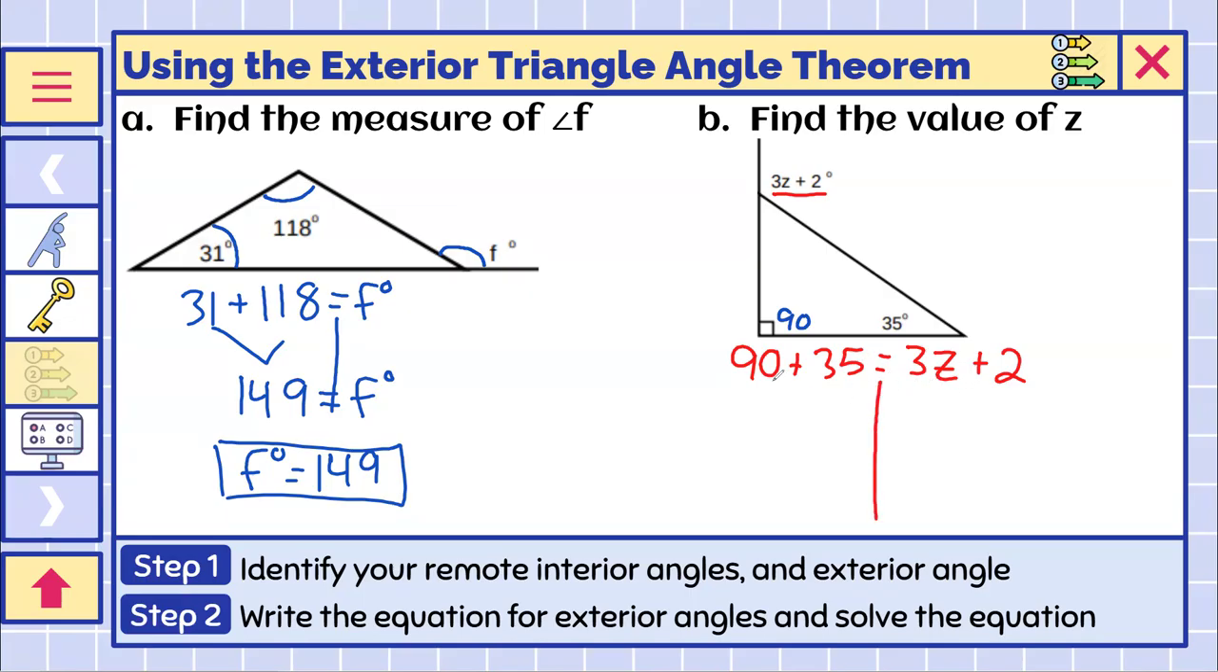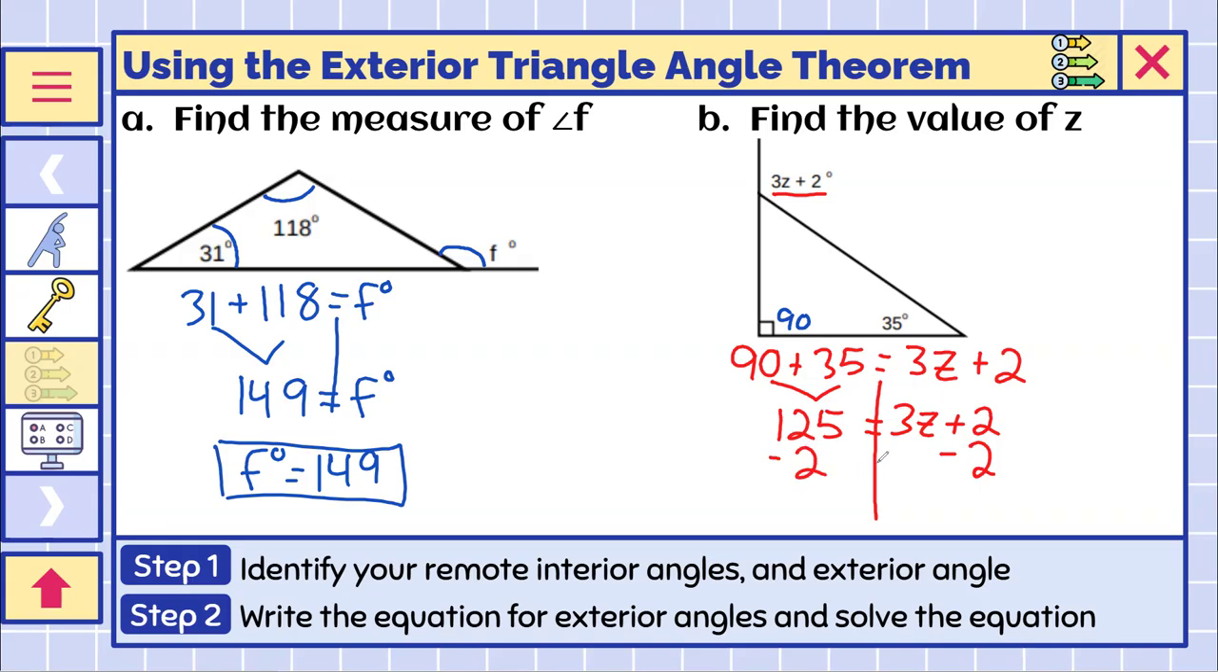Let's see. We have 90 plus 35. We can combine those terms. It's 125 equals 3z plus 2. Now, normally, traditionally, we would want the variable to be on the left side. We could move it all over, but you can keep it on the right side, which for quickness, I will do so. Meaning, I'm going to subtract 2 from both sides to get z on its own.